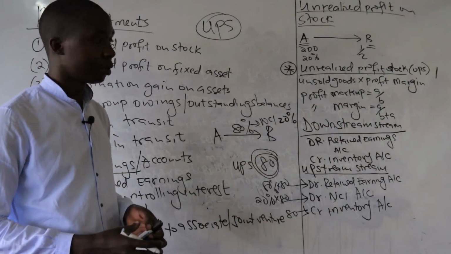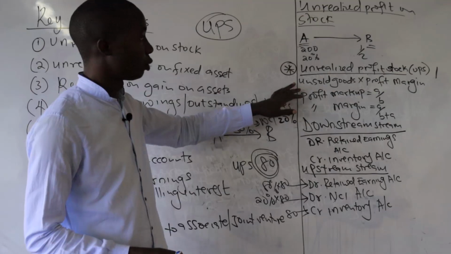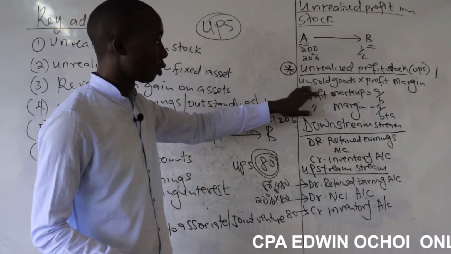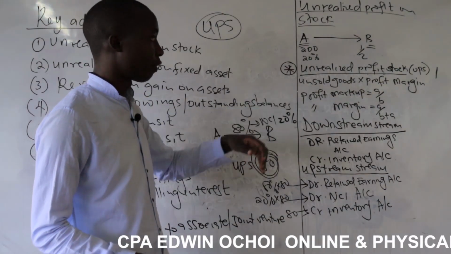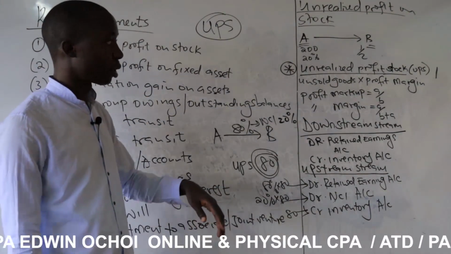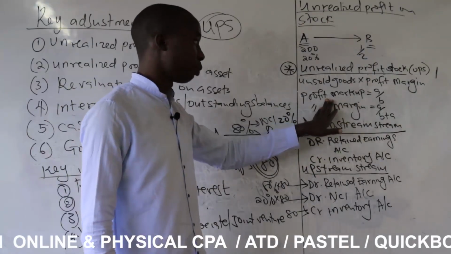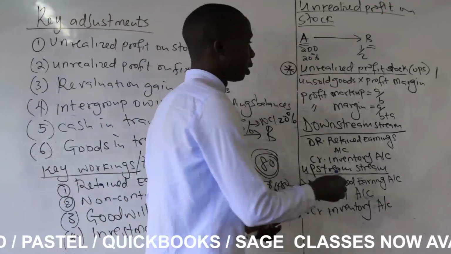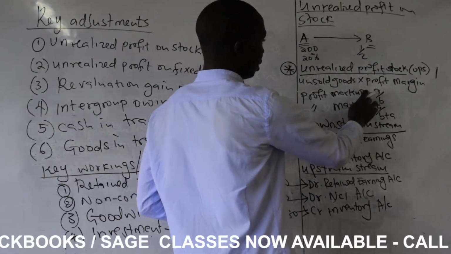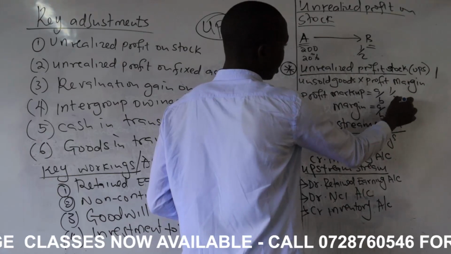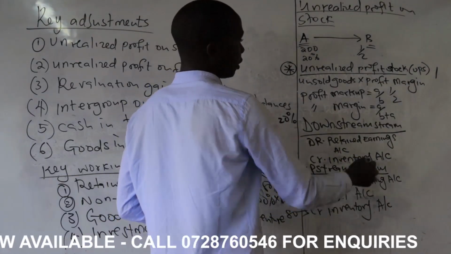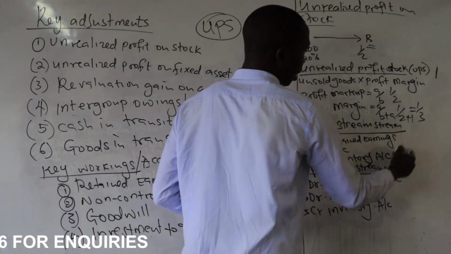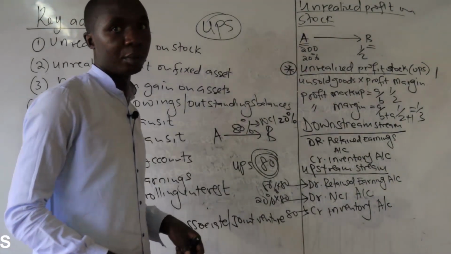Another thing you need to know is how to determine that UPS, the unrealized profit on stock, which is the unsold goods times the profit margin. In some cases you could be provided with the profit markup, which you have to change to margin. So as we said, if the profit markup is 1 over 2, that is a half, so the profit margin will be 1 over 2 plus 1. So this one will be a third.